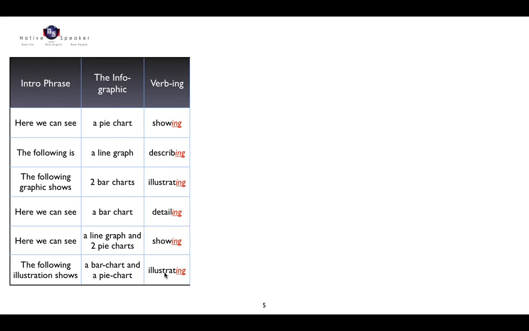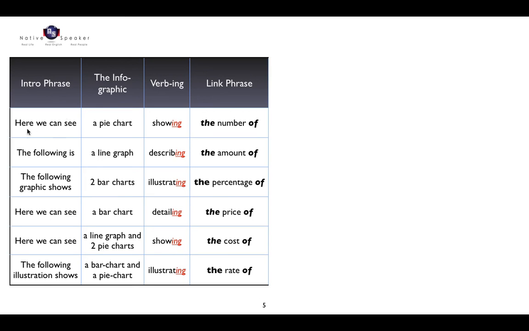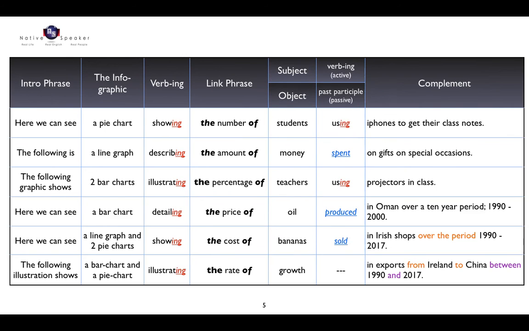Again, here we've used this. So it's almost the same, but we've just added a few more options to here we can see. You could say the following is. Okay? And the rest of the sentence then is the same, the number of, the amount of, etc. And then you have to decide, is this a subject or an object, and is this an active or a passive action? Okay.